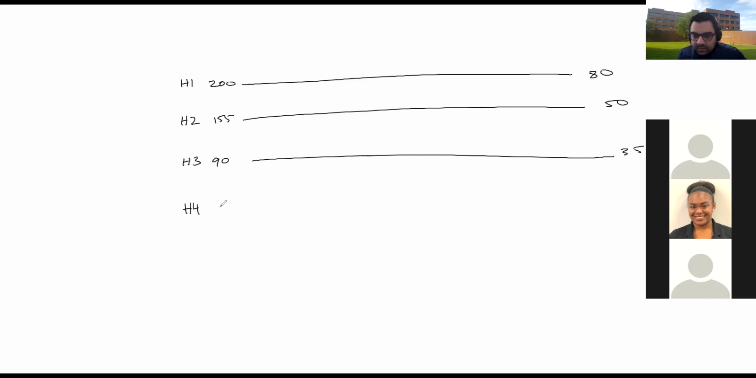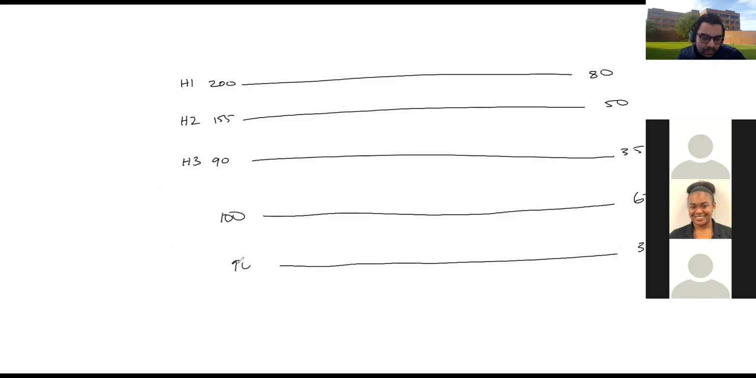Now we have C1, right? C1 goes from 60 to 100, and finally I have C2 going from 35 to 90. Right? 35 to 90. And let's write on the side here the metrics we got from our cascade diagram.